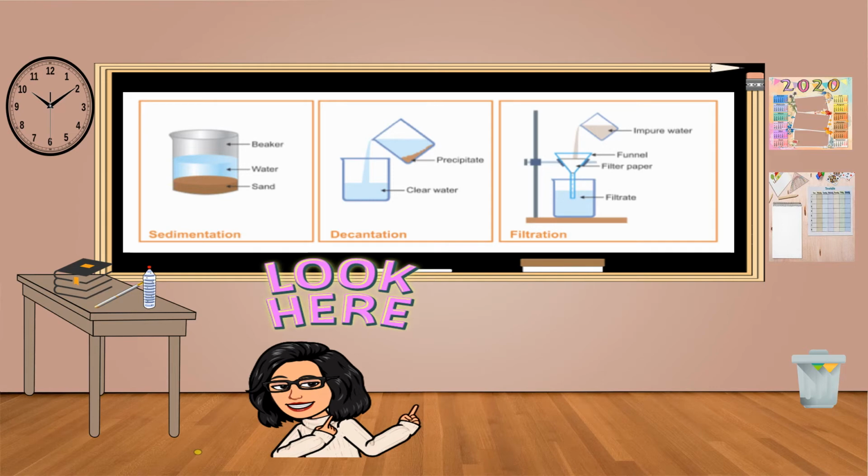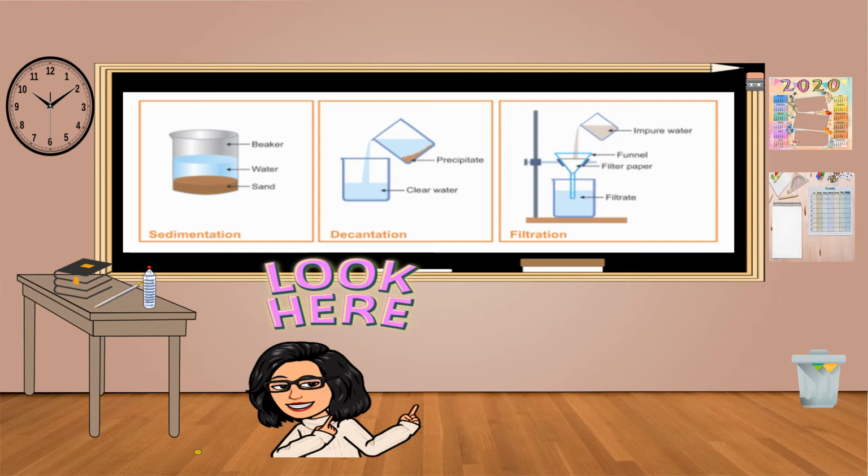Look at this picture now. Sedimentation, decantation, filtration. These are three processes which we follow simultaneously. Students, suppose we have some dirty water with us in which sand is mixed. How can we separate it? Keep that beaker apart for a few hours. Don't touch it. Let it stand still.